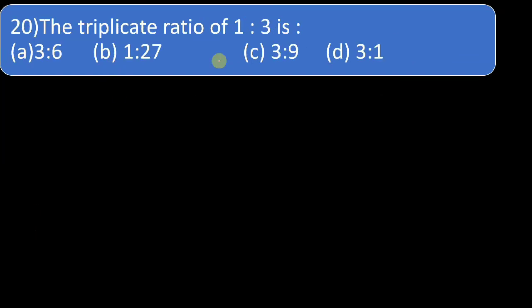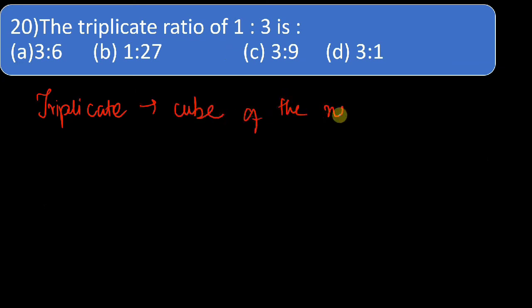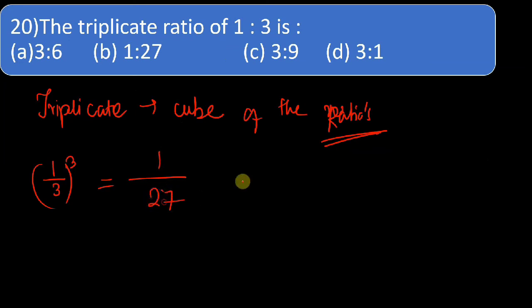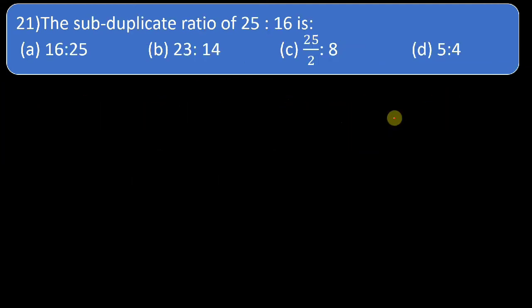Next, we are told to find the triplicate ratio of 1:3. The triplicate ratio means we have to find the cube of the numbers, the cube of the given ratios. 1 cube is 1, 3 cube is 27. The respective answer is 1:27. So option B is our correct answer.